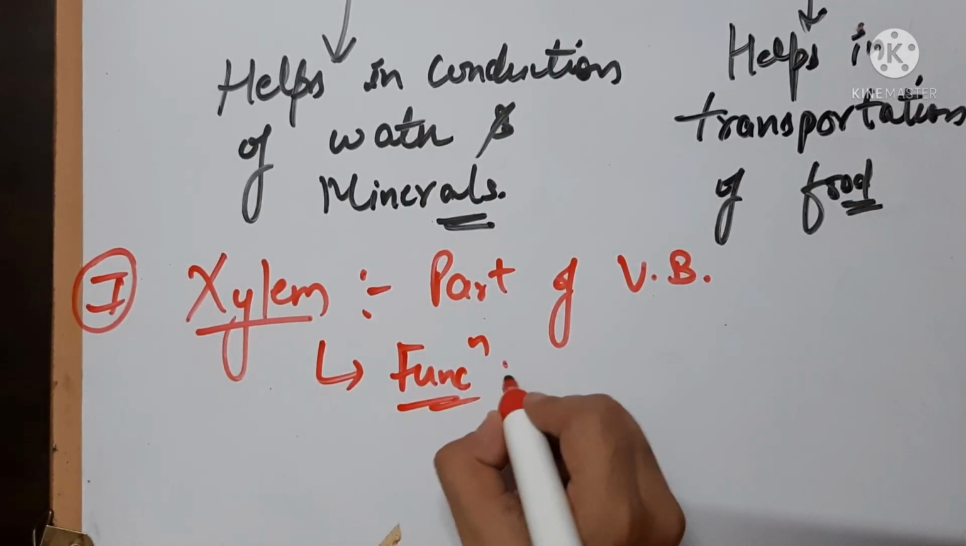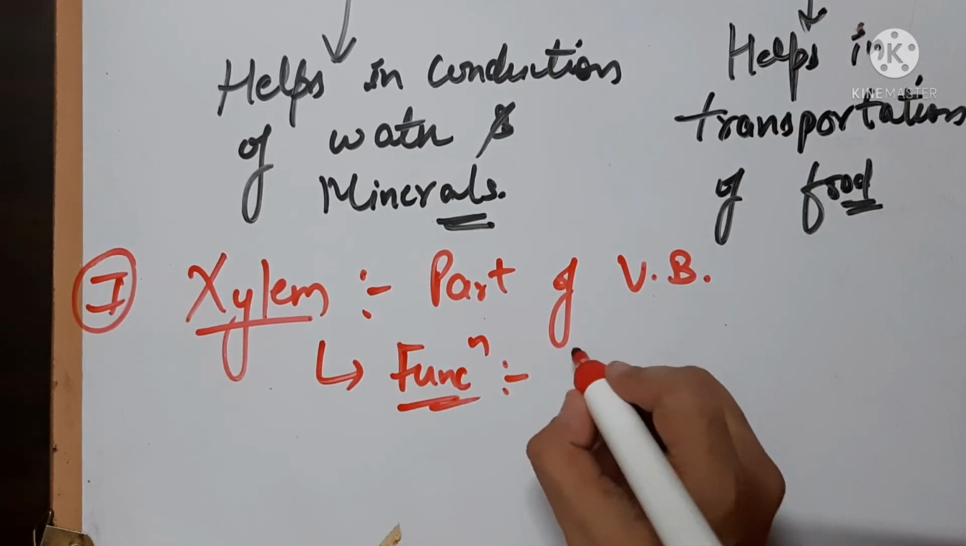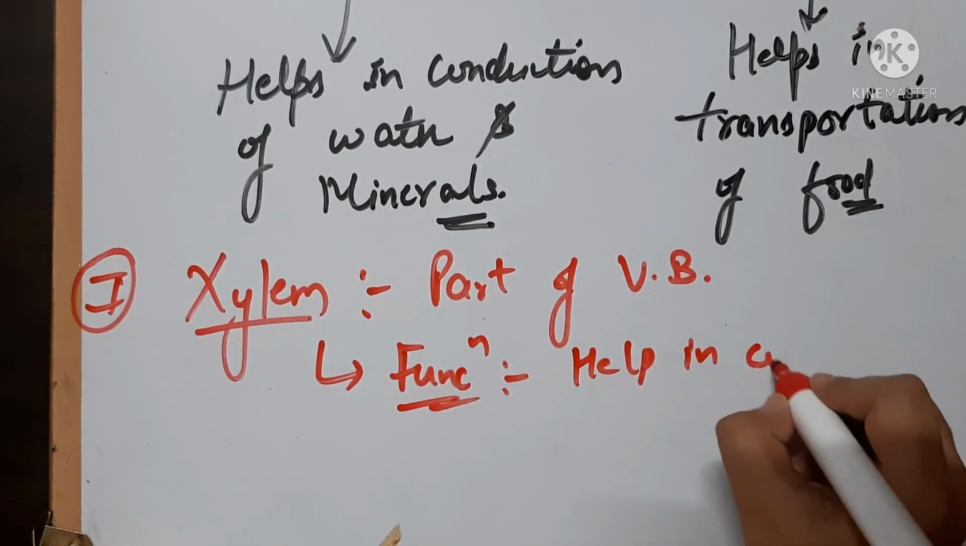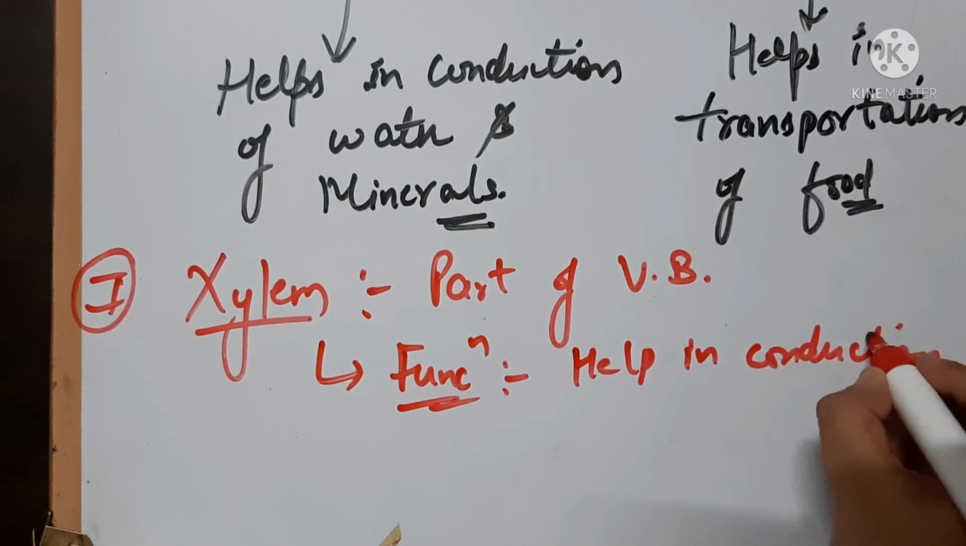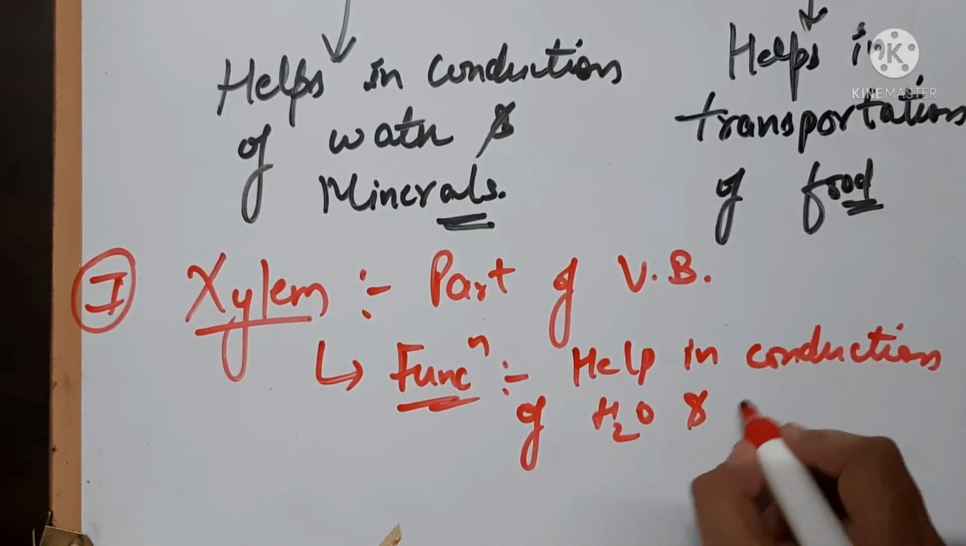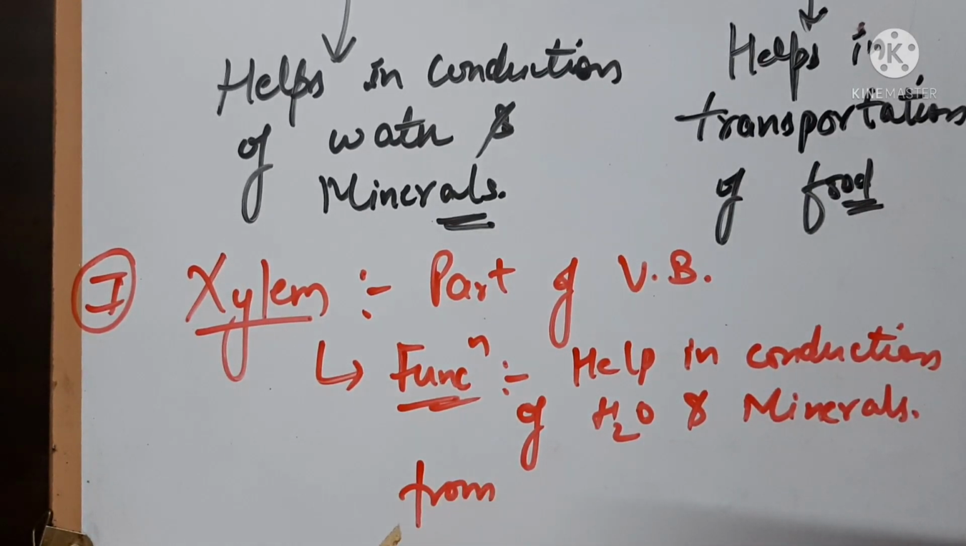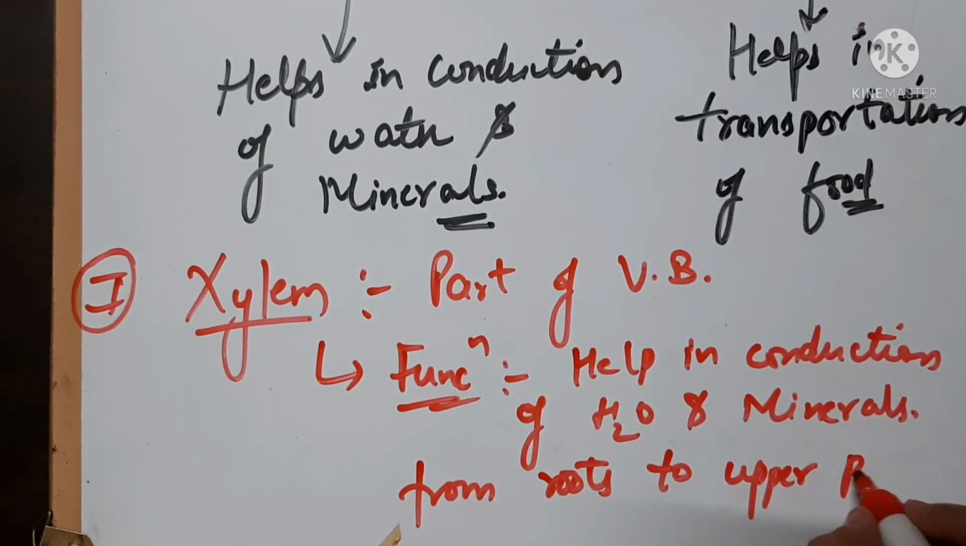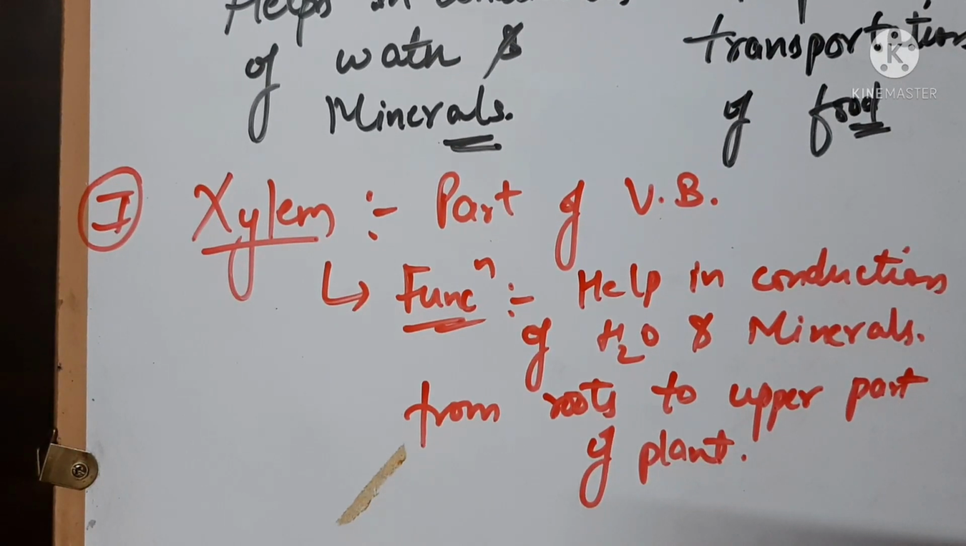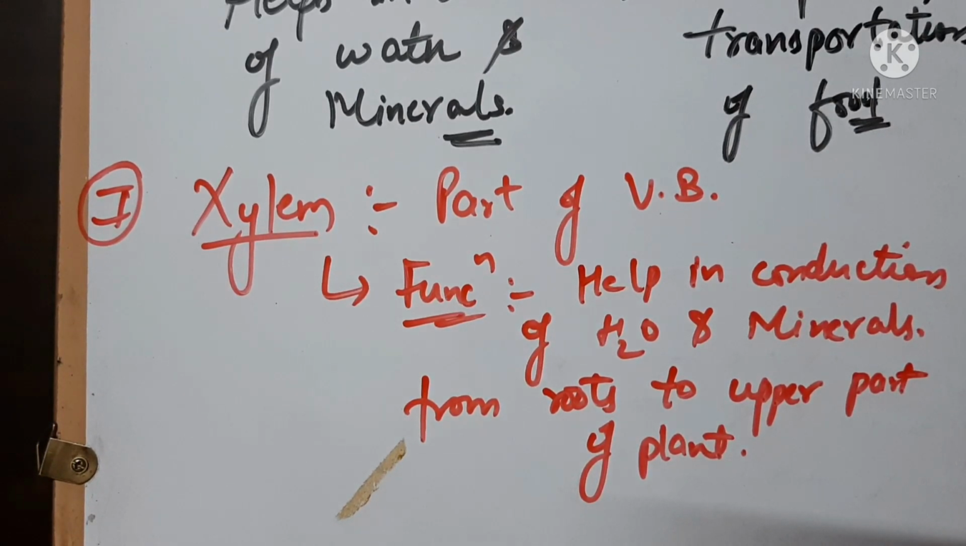अभी हमने देखा. What is the main function of xylem? It helps in conduction of water and minerals. From कहाँ से कहाँ ले जा रहे हैं water and minerals को? From roots to upper part of the plant. This is the main function of xylem. Now we all know that complex tissue is made up of different types of cells, right? So let's talk about the different types of cells present in the xylem.